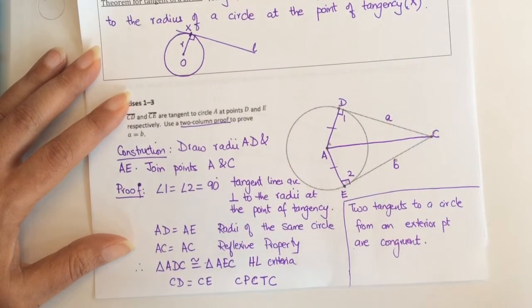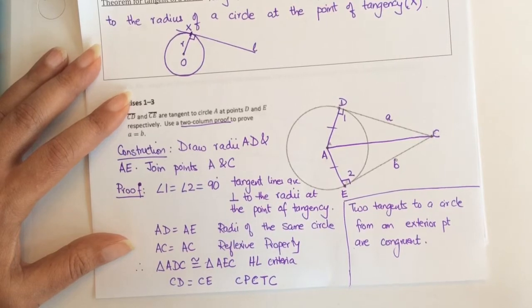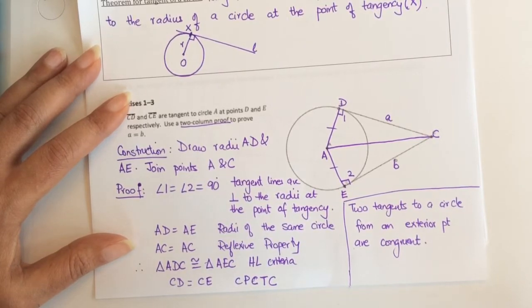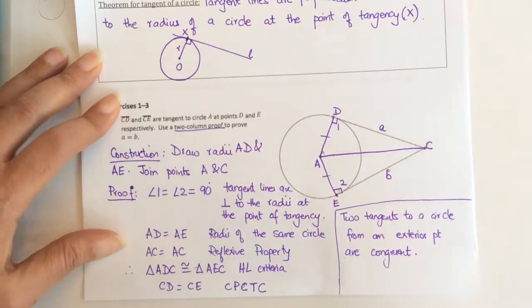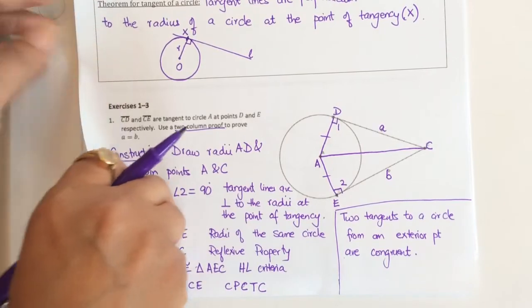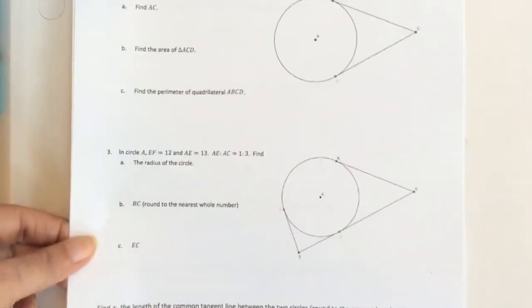So from any point on the exterior of the circle, so in this case the point C, which is in the exterior of circle A, I can draw two tangents to the circle A, and these two tangents are going to be congruent to each other. They are going to be equal to each other. Okay, moving on to the next page.